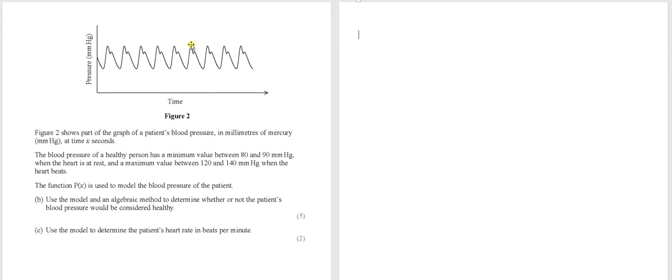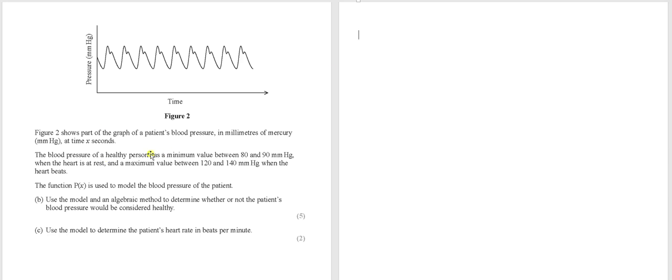Perhaps our model is going to match well with the larger of the two maximum points and the lower of the two minimum points. So it says figure 2 shows part of the graph of a patient's blood pressure. The blood pressure of a healthy person has a minimum value between 80 and 90 when the heart is at rest, and a maximum value between 120 and 140 when the heart beats. So there'll be moments when the blood pressure drops to 80 or 90, and then moments when it goes up to between 120 and 140. Presumably the extra wobble here is because of the systolic and diastolic process when the heart beats, the lub-dub effectively of a heartbeat, but we don't need to know that detail.